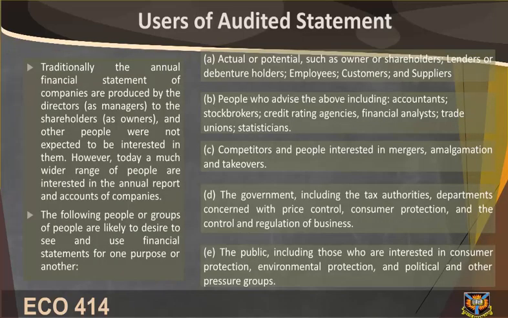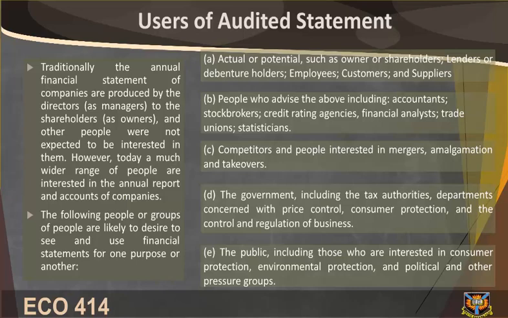Users of audited statement. Traditionally, the annual financial statements of companies are produced by the directors to the shareholders and other people who are expected to be interested in them. However, today, a much wider range of people are interested in the annual reports and accounts of companies. The following people or groups of people are likely to desire to see and use financial statements for one purpose or the other. A. Actual or potential owners or shareholders, lenders or debenture holders, employees, customers and suppliers.